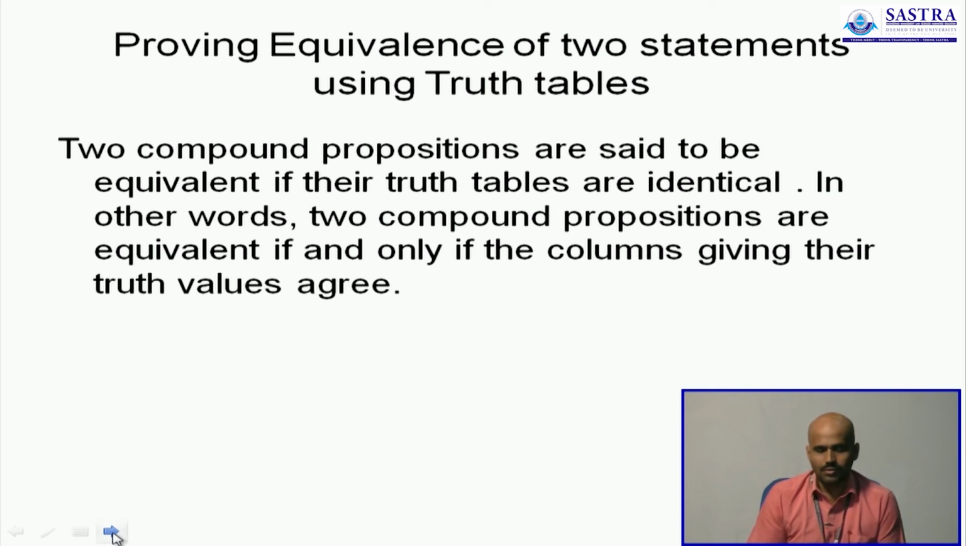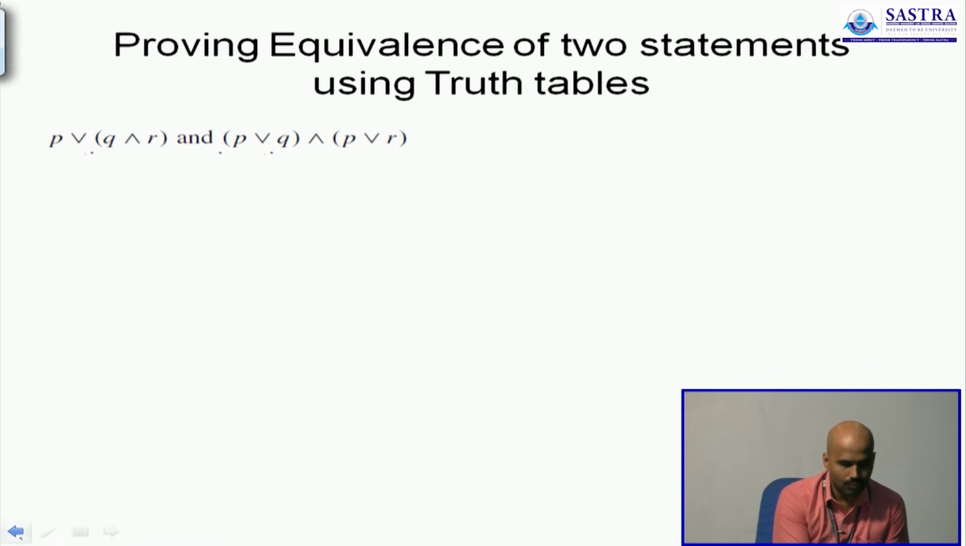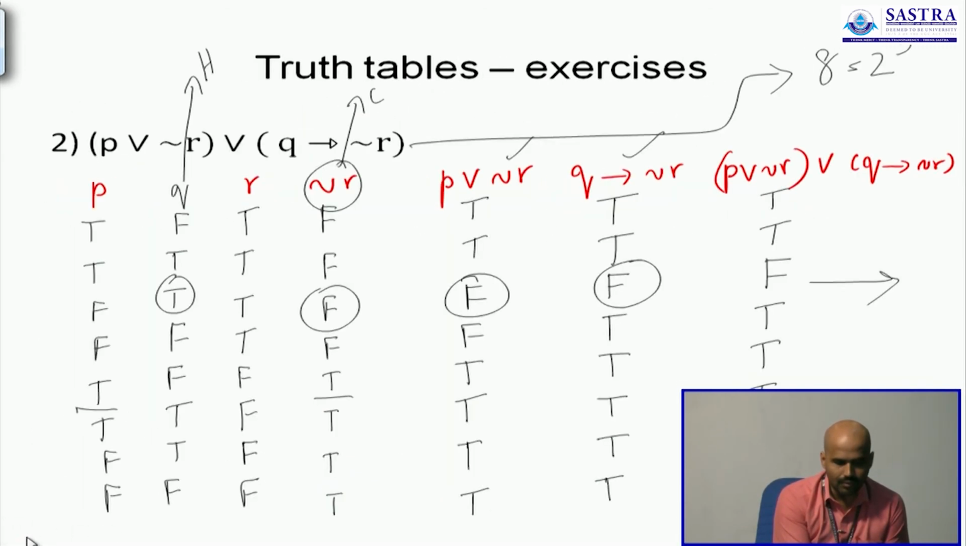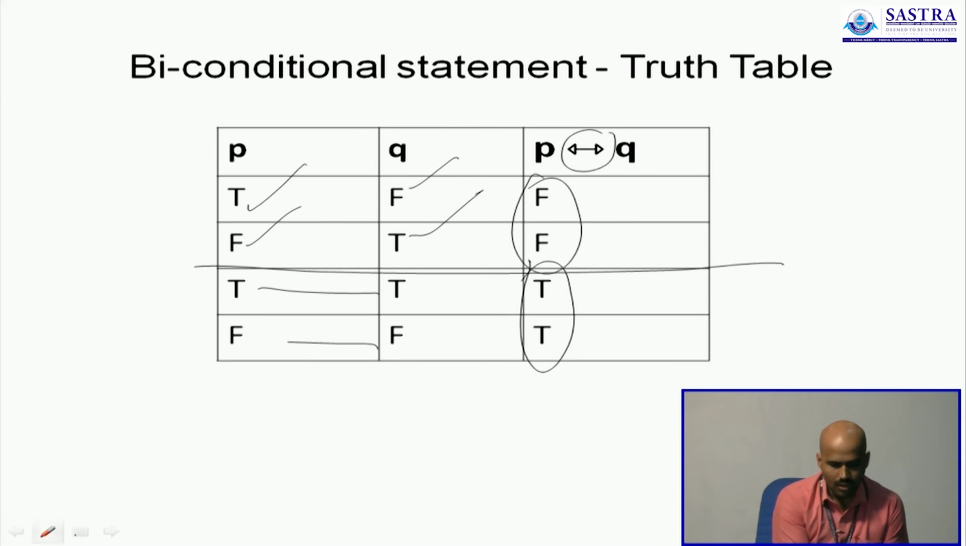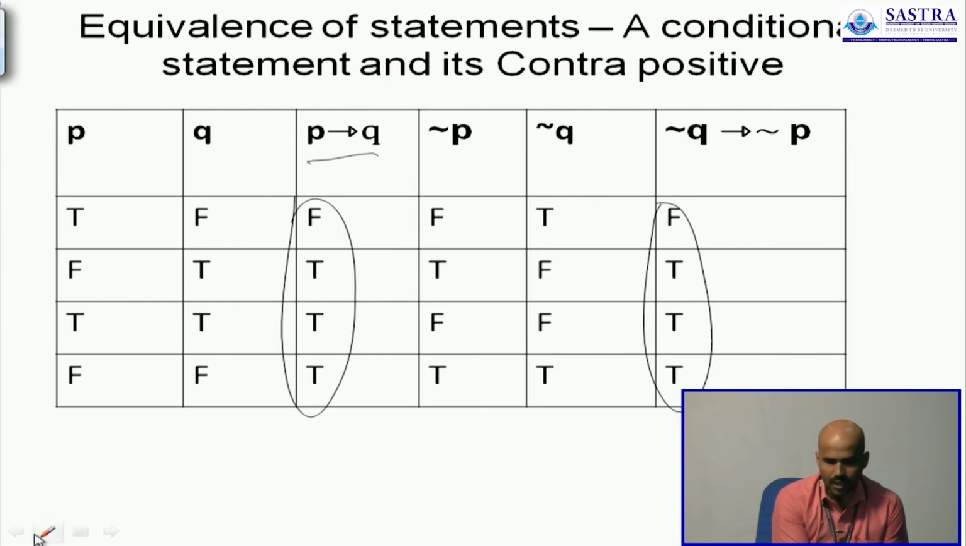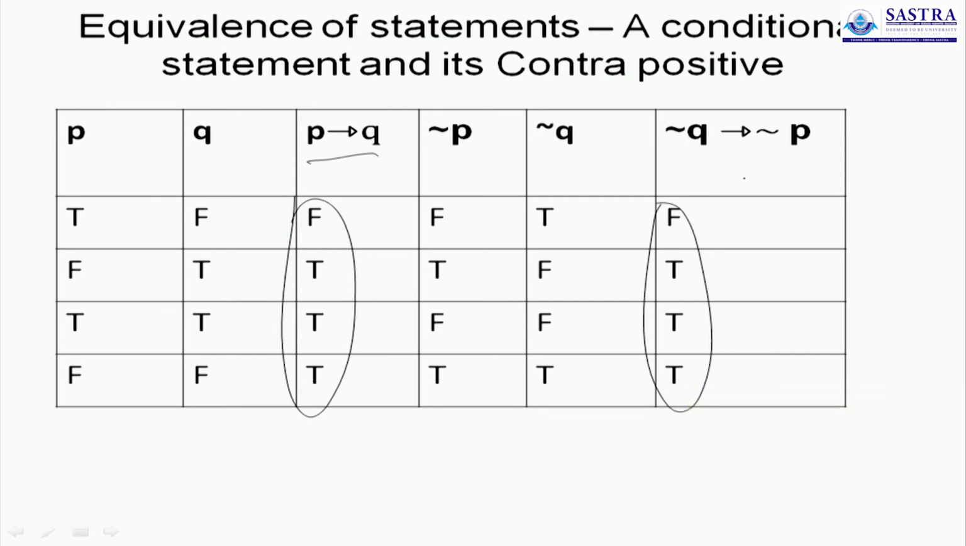We actually saw something like this a little while ago, when we discussed a conditional statement and its contrapositive. Look at a conditional statement given here, a conditional statement whose hypothesis is P and consequence is Q. And we also had a look at another conditional statement whose hypothesis was negated Q and consequence is negated P. Now you saw that these two columns were completely identical, false for false, true for true, true for true, and true for true.